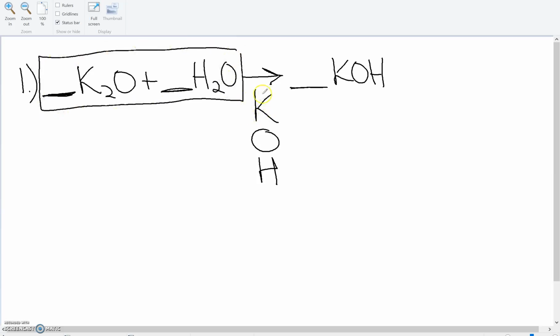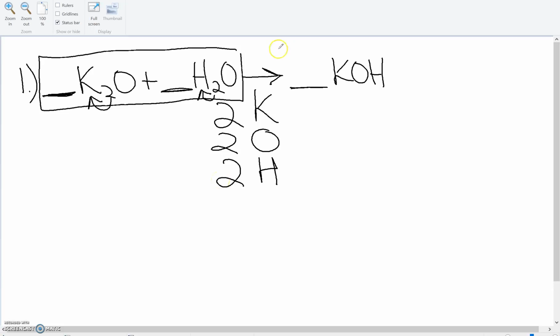So we want to count how many potassium we have on just our reactant side. We have a 2 subscript here attached to our potassium. So that tells us that we have 2 potassium. For oxygen, we do have 1 over here, but we have plus the 1 over here. So 1 plus 1 is going to give us 2 oxygen. And for our hydrogen, since we have that subscript attached, it would be 2 hydrogens as well. So 2 all the way down.